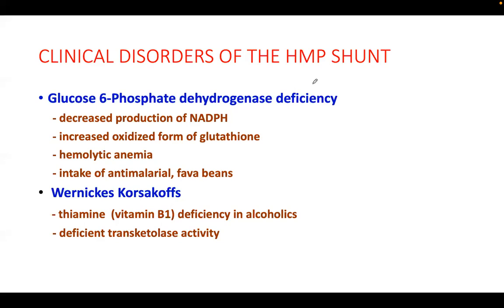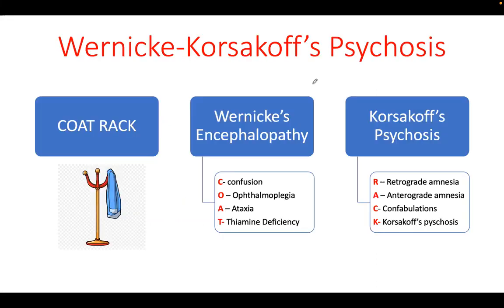Okay, transketolase. So in Wernicke-Korsakoff, there is deficient transketolase activity. Now, I would like to share this with you, this famous mnemonic. So Wernicke's encephalopathy is different from Korsakoff psychosis. In Wernicke's encephalopathy, it presents with confusion, ophthalmoplegia, and ataxia. That is the triad of Wernicke's encephalopathy.